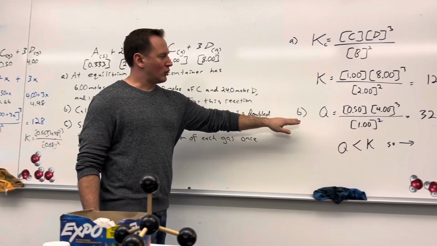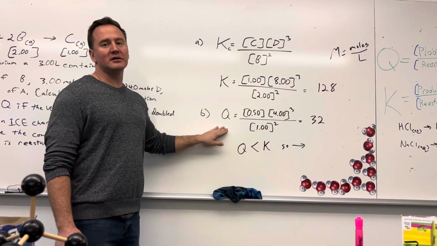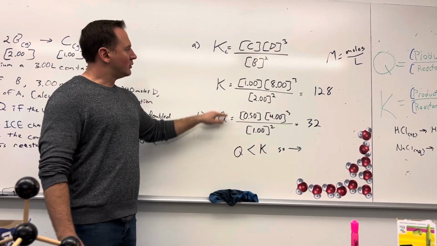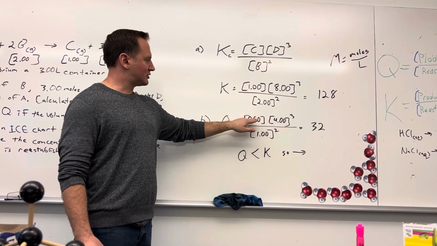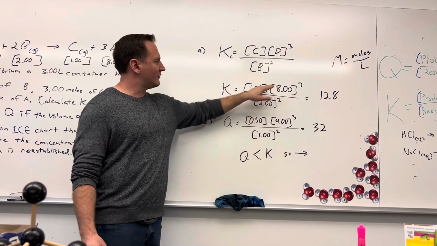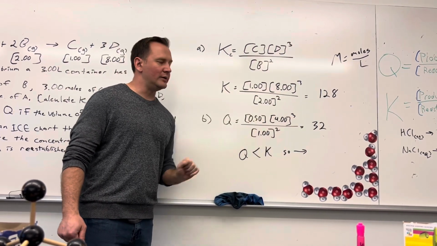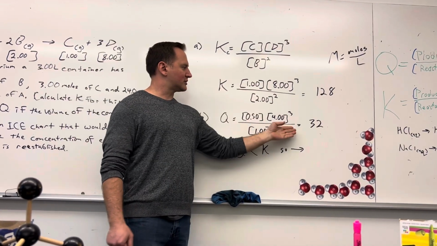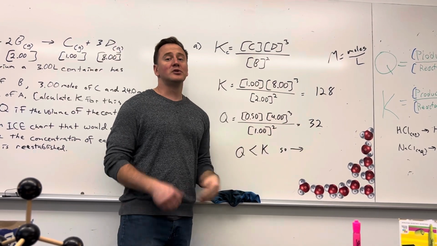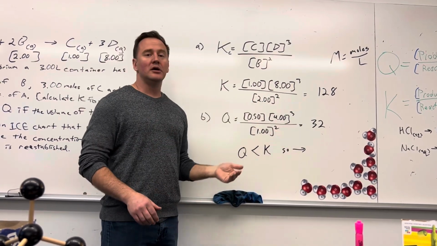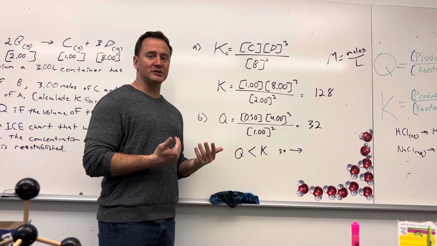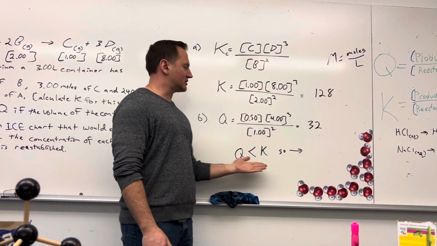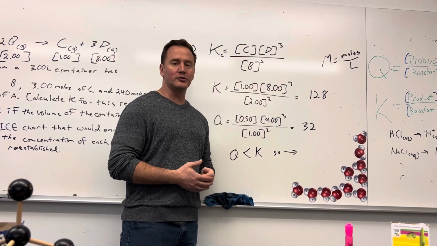So for Q, or that ratio of product to reactant at any point in time, we just take our molarities from the first system and we divide them by 2. So we go from 1 to 0.5, 8 to 4, and 2 to 1. And when we calculate the value of Q at this point in time, we get a value of 32, which is significantly less than K. What that means is our product to reactant ratio is lower than it will be when it reestablishes equilibrium. So we know that the reaction is going to favor the forward direction.